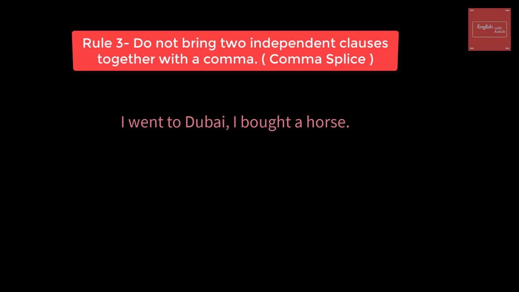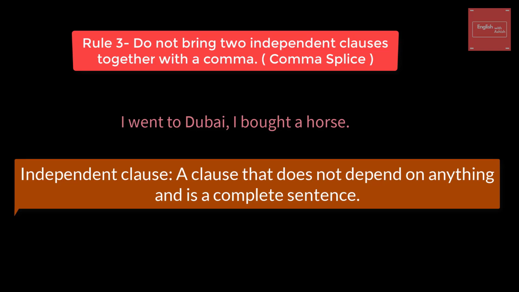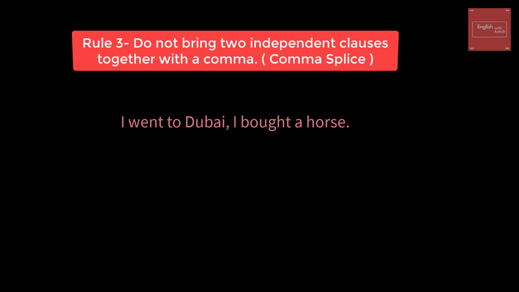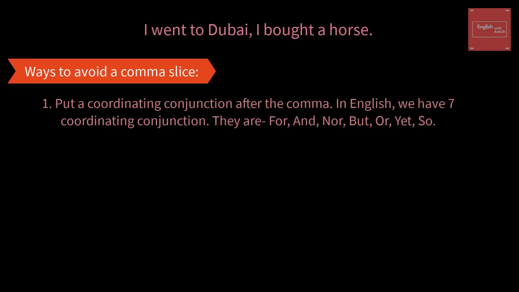So before correcting it, let's get to understand what is an independent clause. An independent clause is a clause that is not dependent on anything. It itself is a complete sentence. Okay? So now let me tell you the ways in order to correct it. There are three ways in order to correct this.